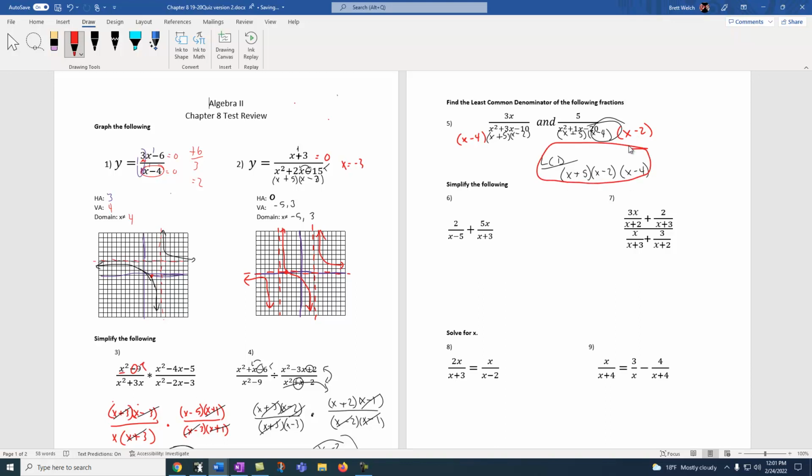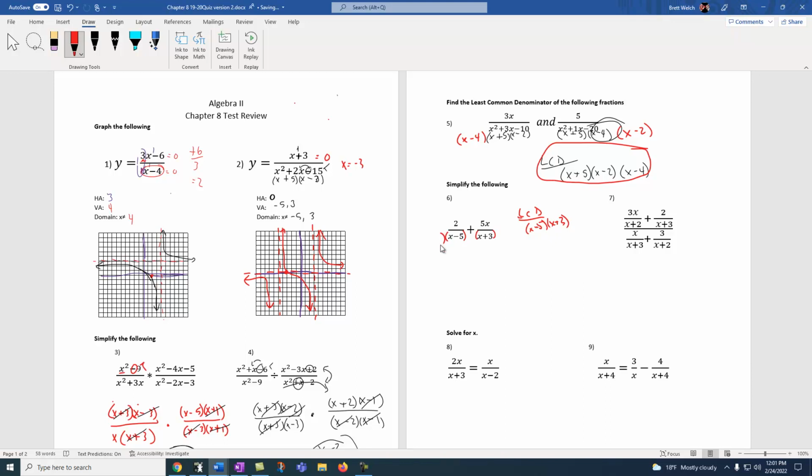I don't need you to do anything else with it, just need to know that you know what an LCD is. Down here, we want to be able to add these two fractions together, which just means we need a common denominator so that we can add the top. The LCD on number 6 would be x minus 5 times x plus 3. We're just going to have to combine them.